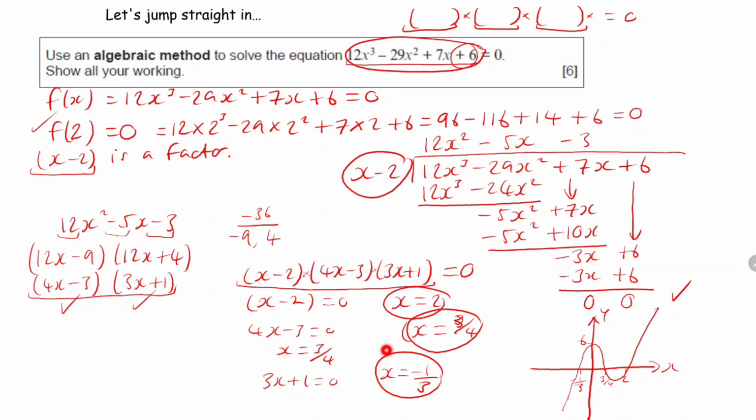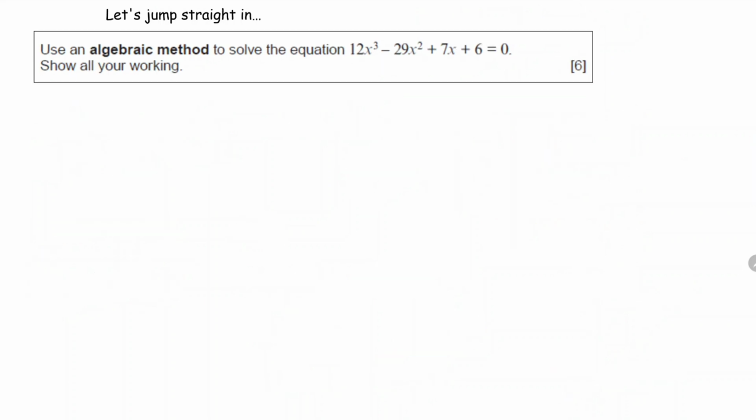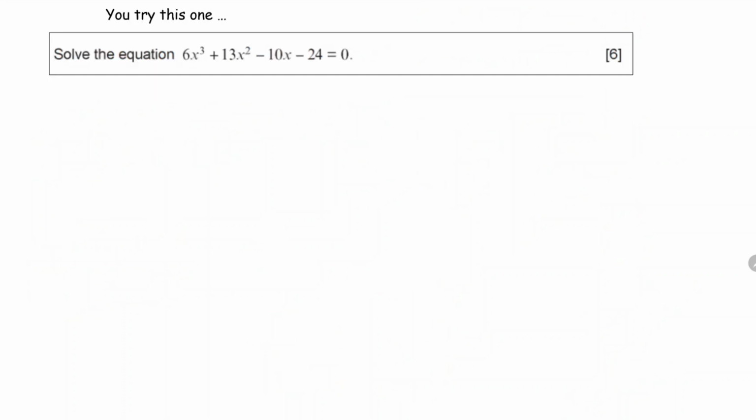And again, that's a very approximate diagram. Okay? Right. If you pause the video now and try this question for yourself, use the same method, find the factor first, then execute the polynomial division for yourself.